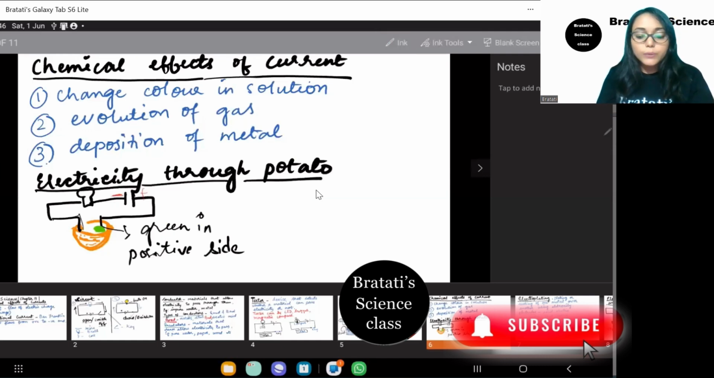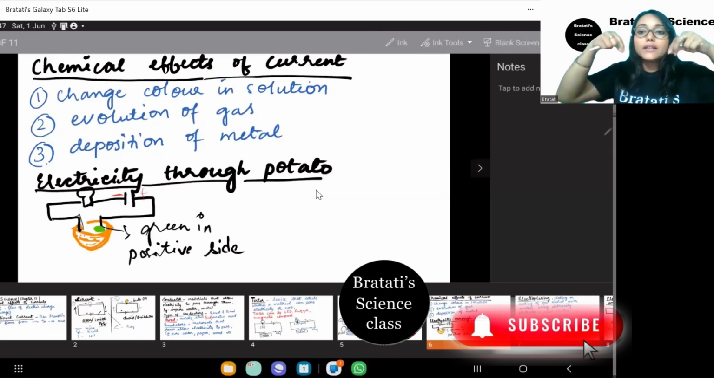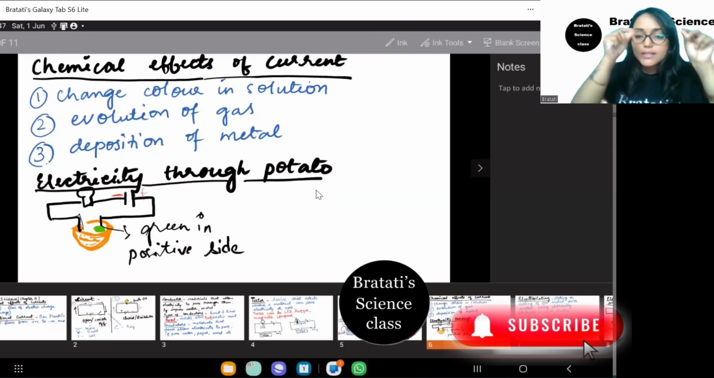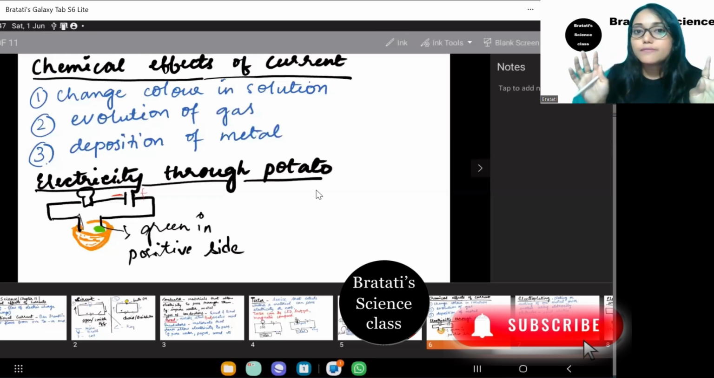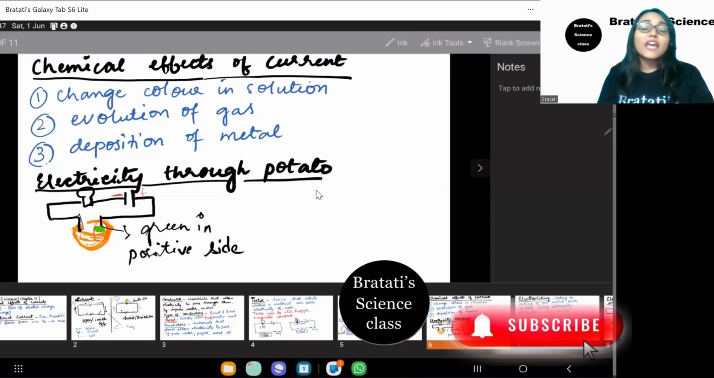So this is the potato. When you are completing the circuit by putting the two electrodes in it, the tester, the key and the cell are there. So the circuit is completed. You have to wait for some time. Like you are doing the experiment and then you are moving around for some time, and when you come back, there is a magic waiting for you. Do you know what the magic is? The magic is nothing but there is a green patch present at the positive end of the potato. It's only present on the electrode which is connected to the positive side.